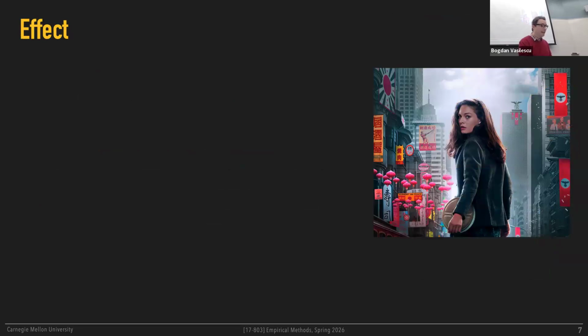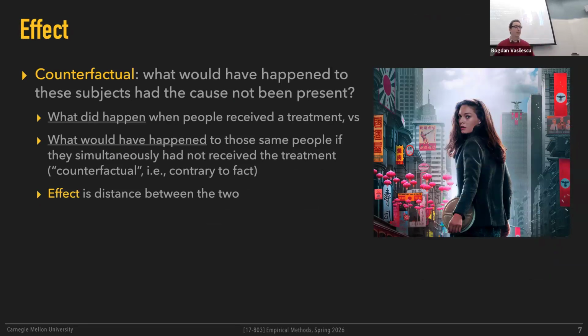So then, to think about the effect, we think about the counterfactual. Has anybody watched this series? It's called The Man in the High Castle. I think it used to be on Amazon Prime. It's a really good fiction series about what would have happened to the US if they had lost the Second World War instead of winning it. So I give this as an example of counterfactual reasoning.